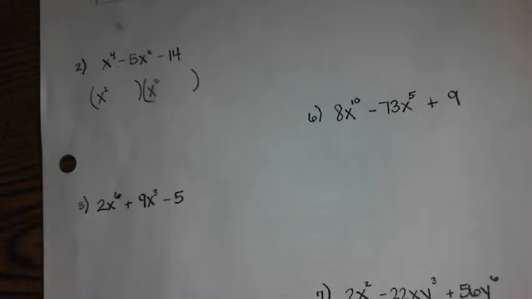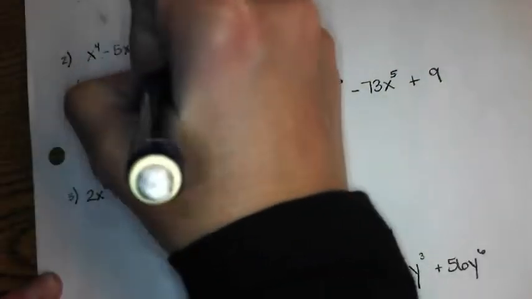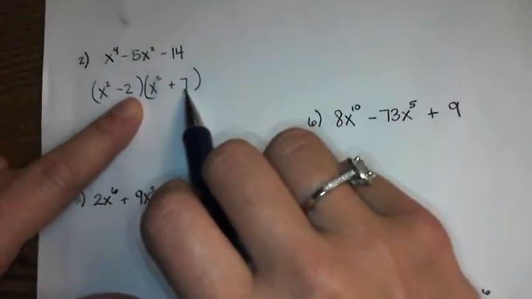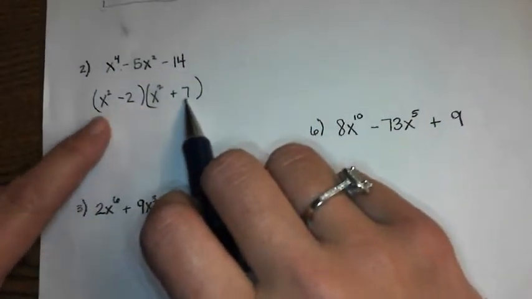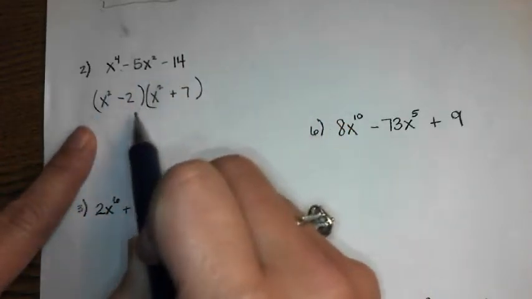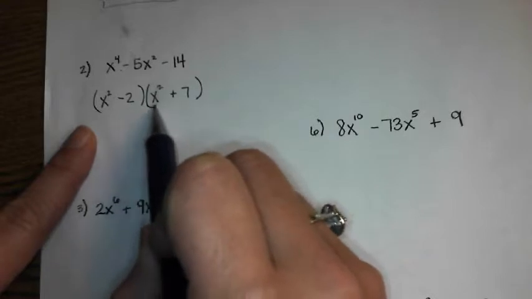Okay, so not only did she give me the 2 and the 7, but she also gave me the signs, which is fine. But she said, what, did you say negative 2 and 7? Now let's check that. Certainly I get the negative 14. The big check is the outer and the inner. Natalie, what's your outer product? 7. What's your inner product?